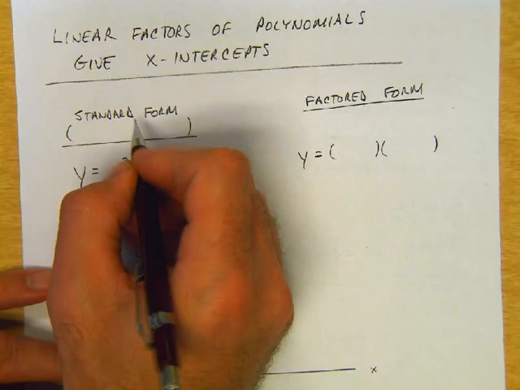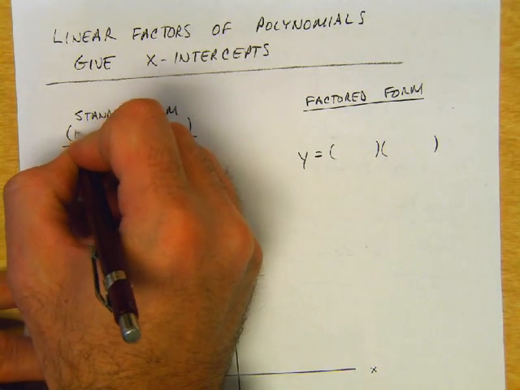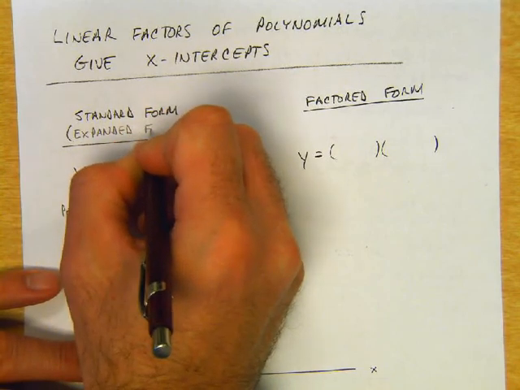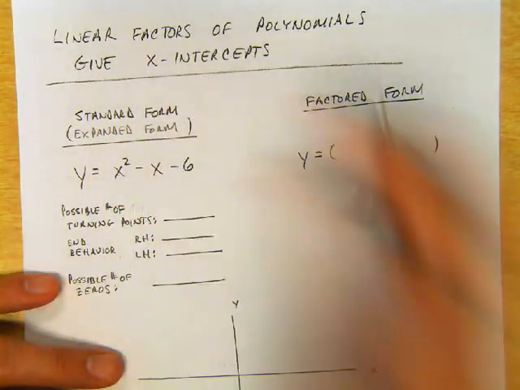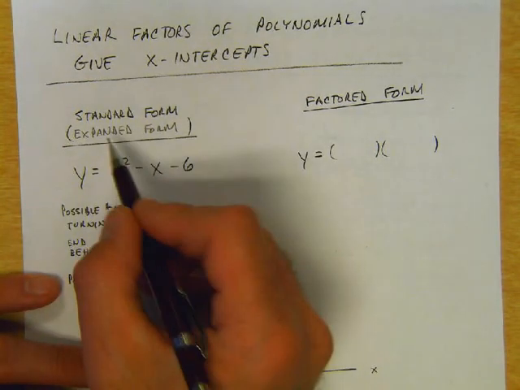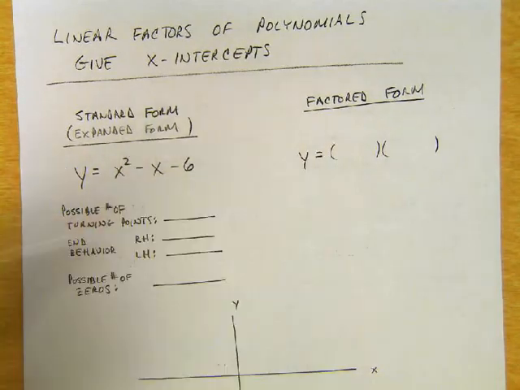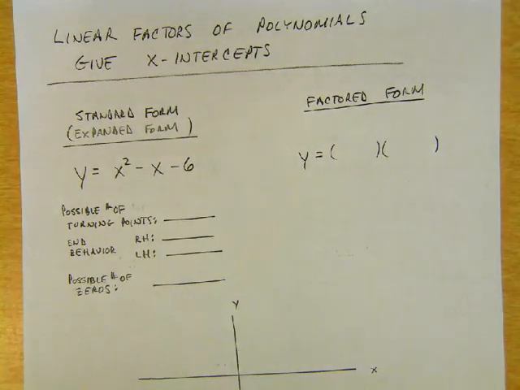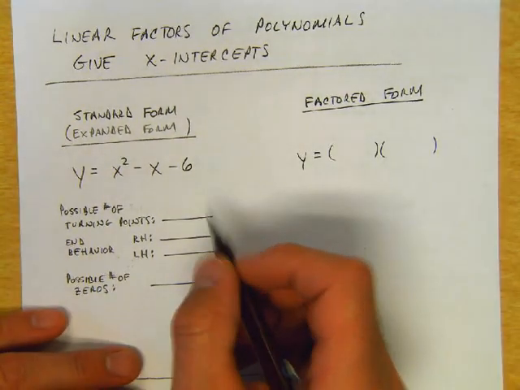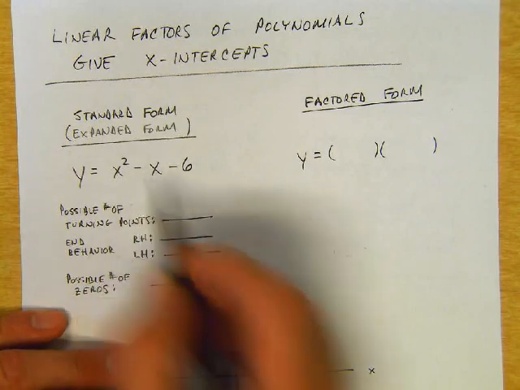Standard form is also sometimes referred to as expanded form. So if you're taking the SAT or you're taking another class in pre-calculus or calculus or at community college or at another college, you may hear this term expanded form instead of standard form, and you should know that they are synonyms. Okay? Now, if we have this quadratic trinomial, fill in the following information.